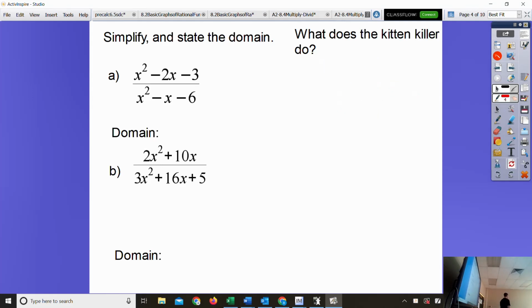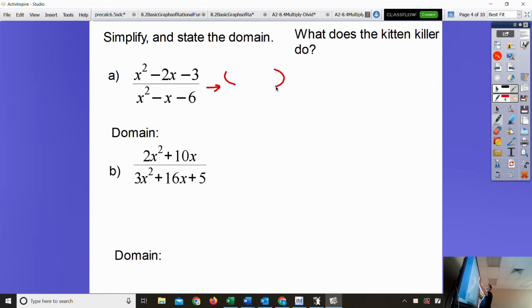So, how do you handle example A? What do we do with 15 over 65? We factor it, didn't we? So what do we got to do with x squared minus 2x minus 3? We're going to factor it. I know it's so depressing. You have to factor to see what's coming.